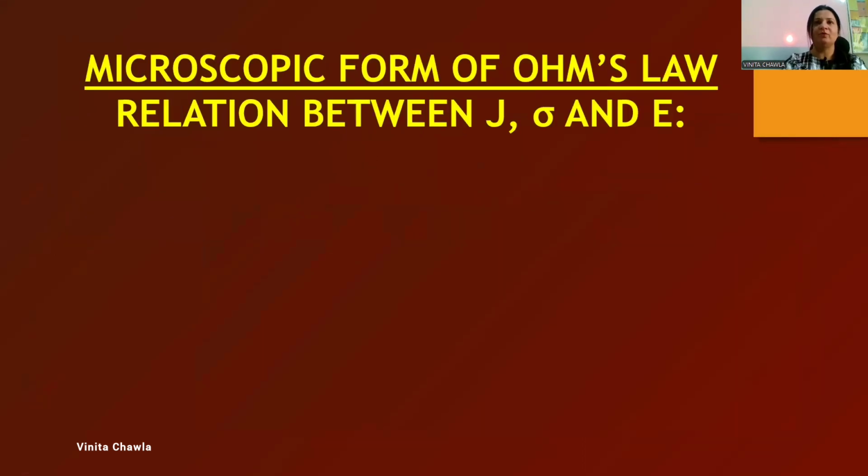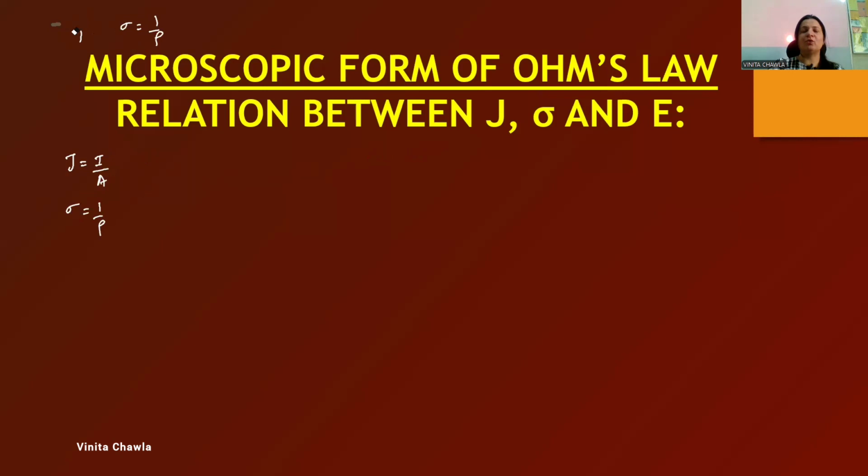Yes, microscopic form of Ohm's law, the relation between J, sigma and E. J क्या होता है? What is J? Current density. And E is, बताओ? J is current density, it's I upon A, right? And what is E? Electric field intensity. And what is sigma? Sigma is conductivity. As conductance we had discussed, conductance is 1 upon resistance. In the same way, conductivity is 1 upon resistivity. So sigma is 1 upon rho.